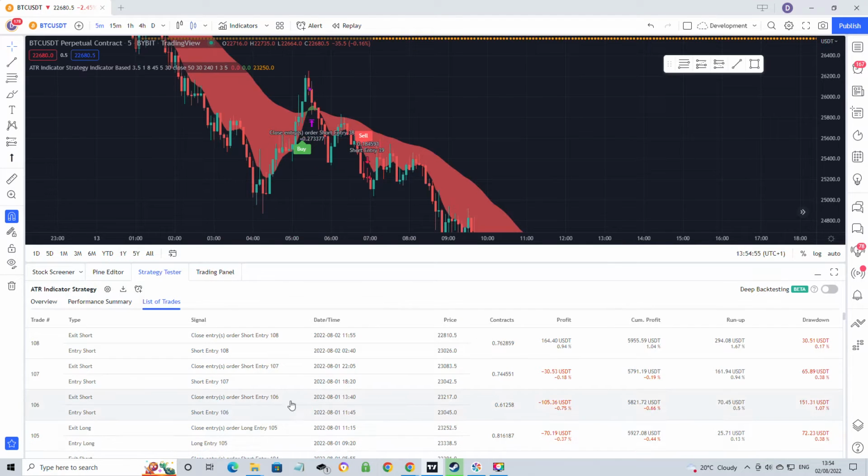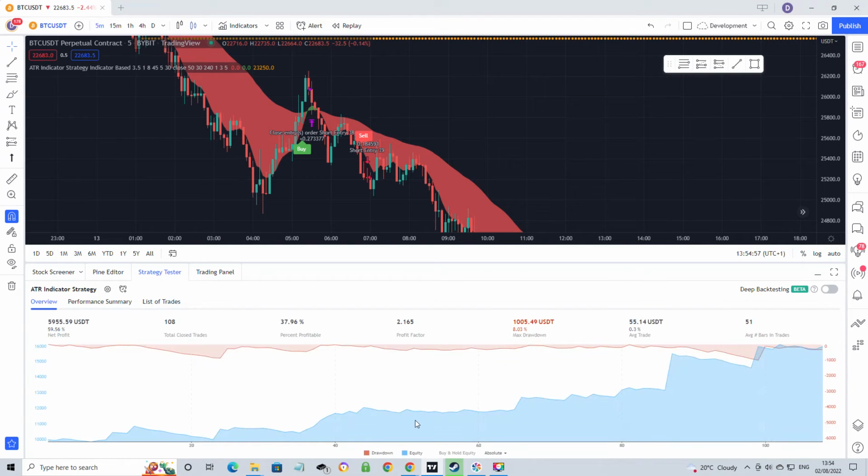So just looking at the back test of the strategy. We're on the 5-minute time frame for Bitcoin USDT at the moment. There's 108 trades in total. Only around 40% of those are actually profitable, but the profit factor was still 2.165, which is very good. I always think a profit factor of over 2 is good.